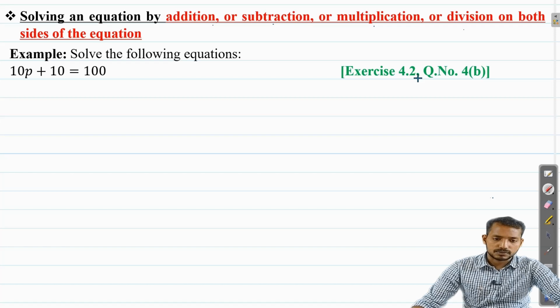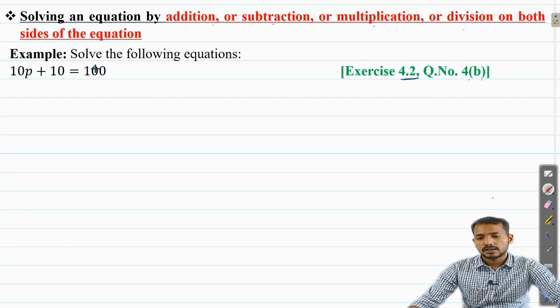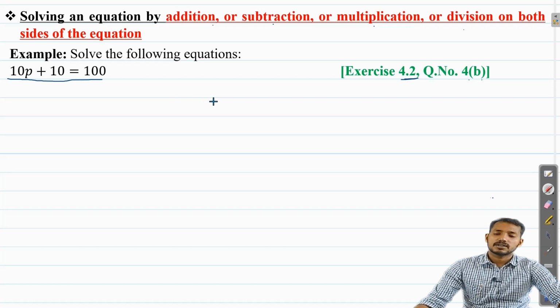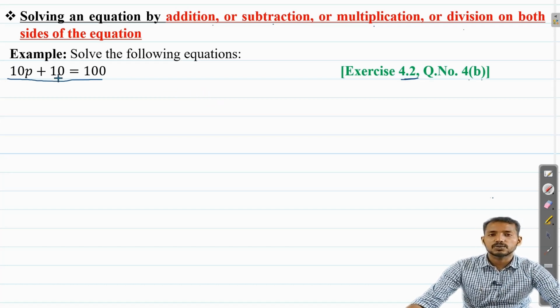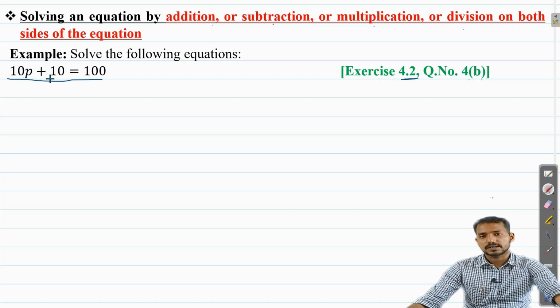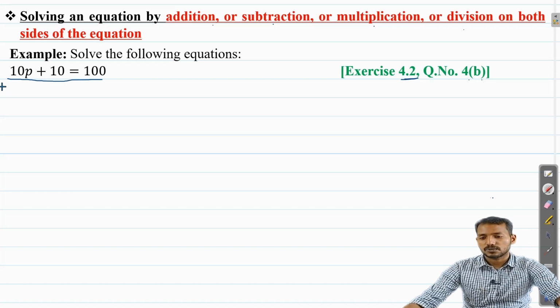Example for exercise 14.4.2, question number 4, option B. Solve this equation: 10p plus 10 is equal to 100. This is the given equation. Step by step we can solve. So the first thing is that we need to separate this 10p from the 10. That means this 10 should be eliminated. Clear? So for that, we proceed with step 1.